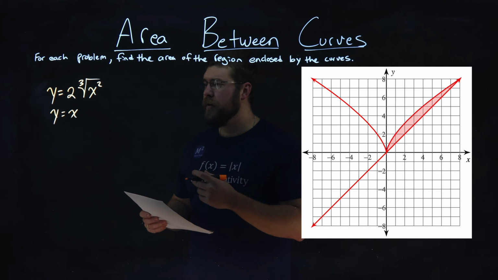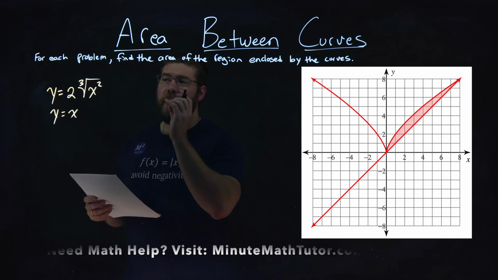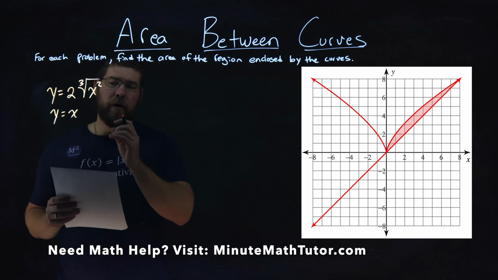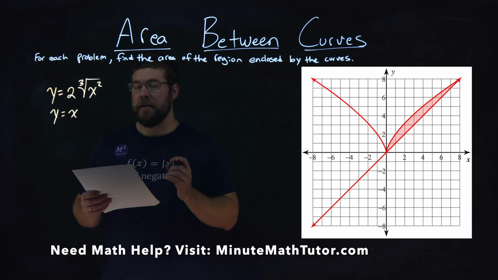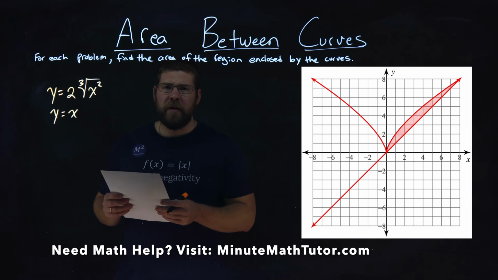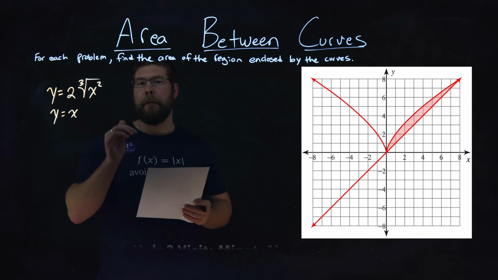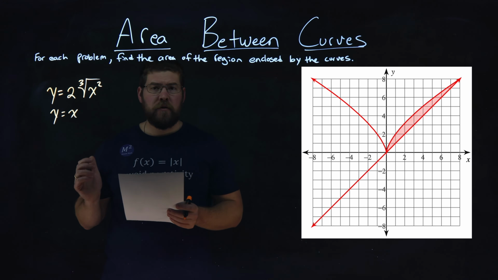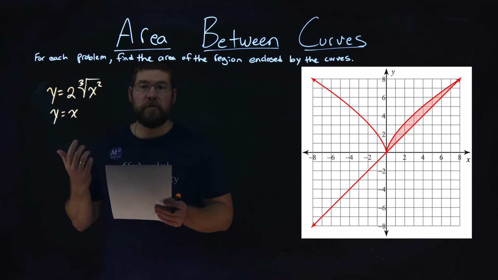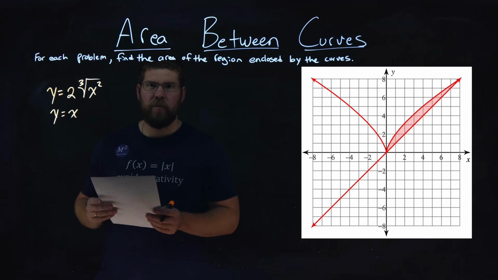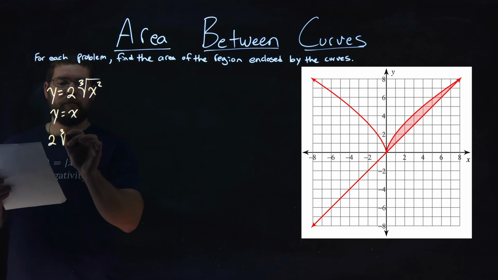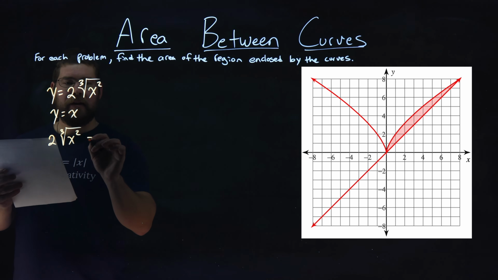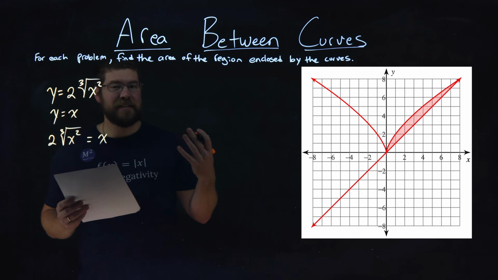We're given this problem right here. y equals 2 times the third root of x squared and y equals x. And we want to find the area between the curves here. Well, one thing we're not giving is the lower and upper bound here. So to do that, we actually set the equations equal to each other and see where they're equal, where they intersect. So I take the 2 times the third root of x squared, and set it equal to x. And when does this happen?